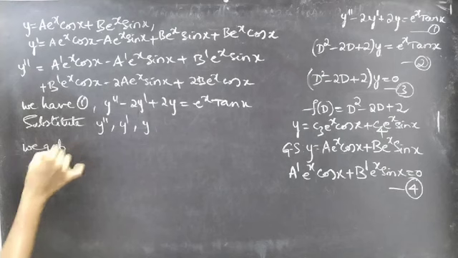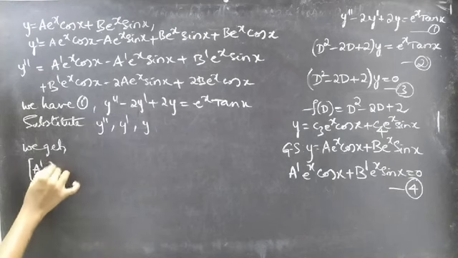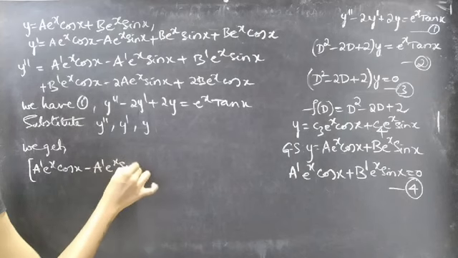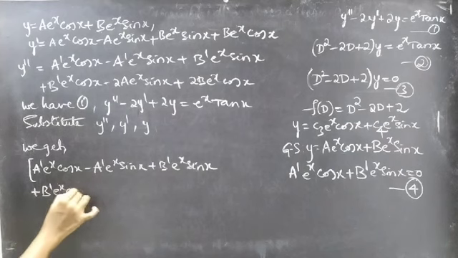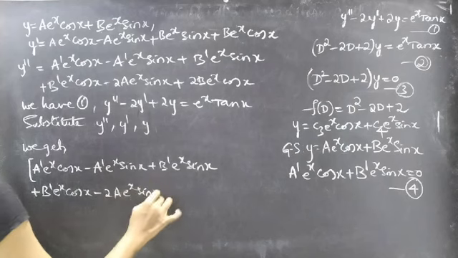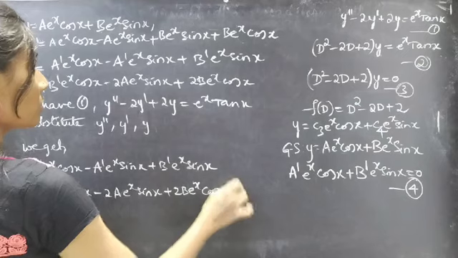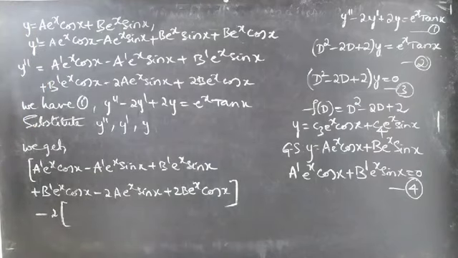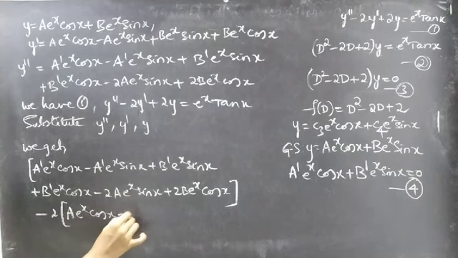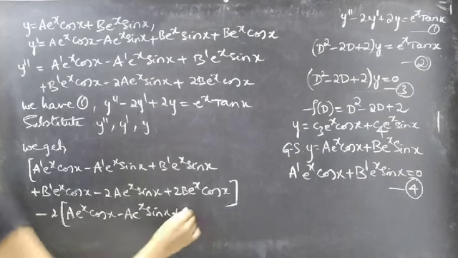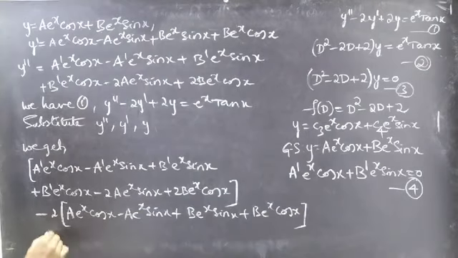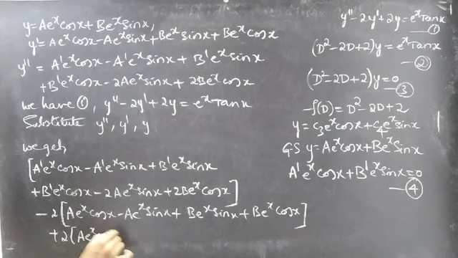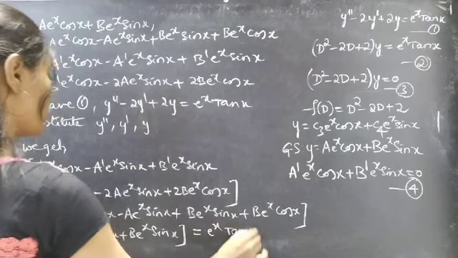We get y double dash: a dash e power x cos x minus a dash e power x sin x plus b dash e power x sin x plus b dash e power x cos x minus 2a e power x sin x plus 2b e power x cos x, minus 2 times y dash: a e power x cos x minus a e power x sin x plus b e power x sin x plus b e power x cos x, plus 2 times y: a e power x cos x plus b e power x sin x, equal to e power x tan x.